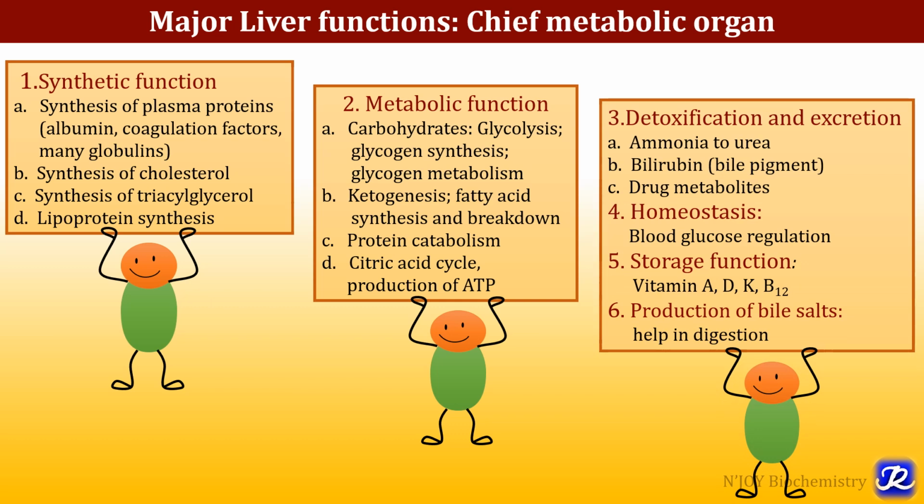Then detoxification and excretion. Liver is involved in the detoxification and excretion as well. So formation of urea from ammonia, bilirubin, drug metabolites. Then blood glucose regulation is also carried out by liver. And vitamins like vitamin A, D, K, B12, they are stored in the liver. In addition to this, it also acts as a storage organ for glycogen, that is glucose is stored as glycogen in the liver. And bile salts are also produced in the liver which are helpful in digestion and absorption of lipids.